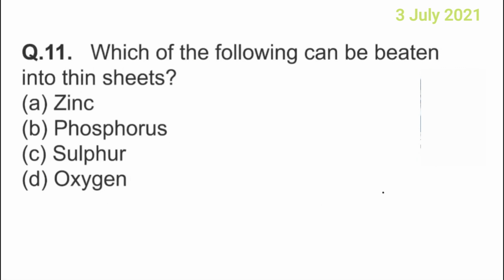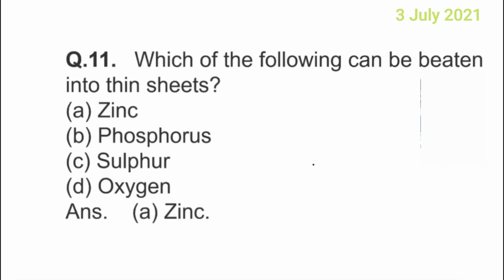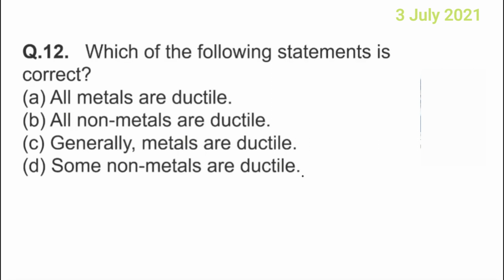Which of the following can be beaten into thin sheets? Beaten into thin sheets. You know metals can be beaten into thin sheets. And which of these is a metal? Definitely it is zinc. Right? And the 12th question now. Which of the following can be beaten into sheets? Zinc. Right.